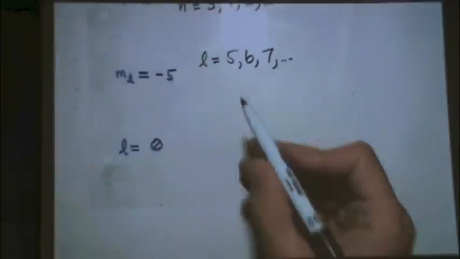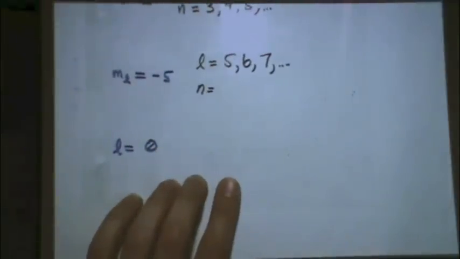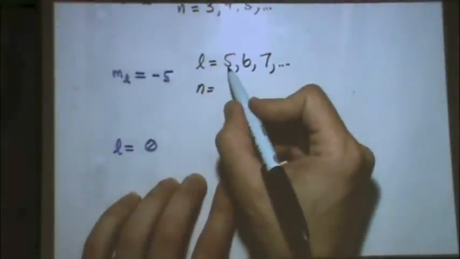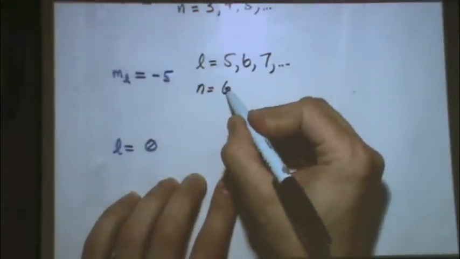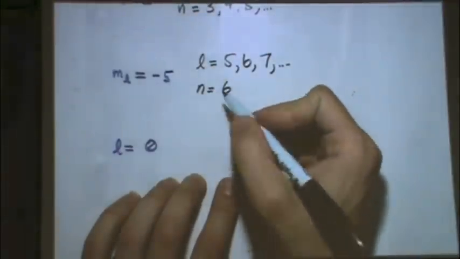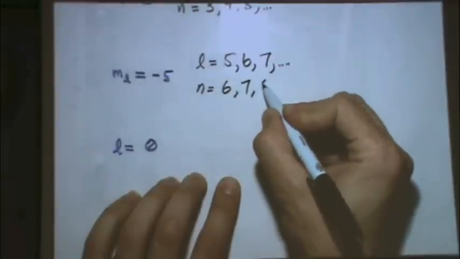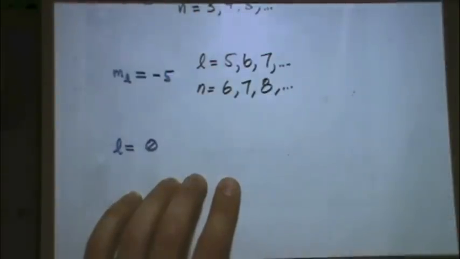Okay, now based on l, what's the smallest n could be? Yeah, if the smallest l is 5, then n could be 6 in that case. Because n has to be at least one larger than l, or 7, or 8, etc.